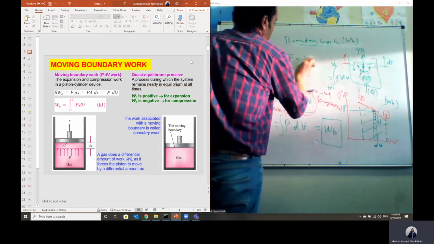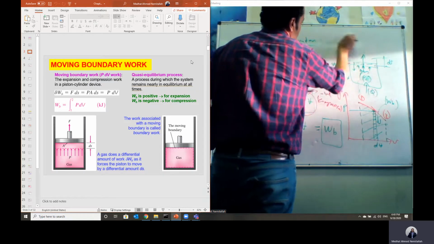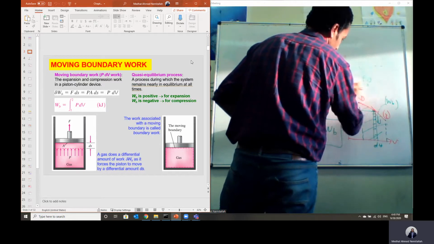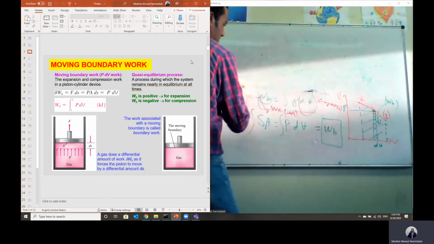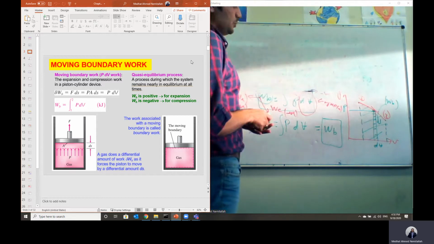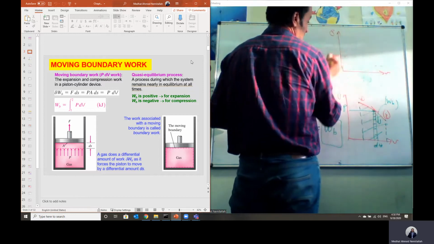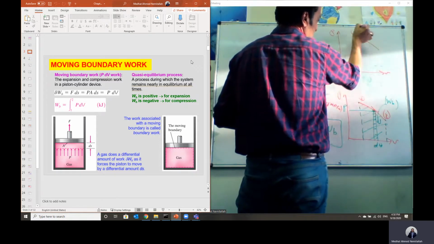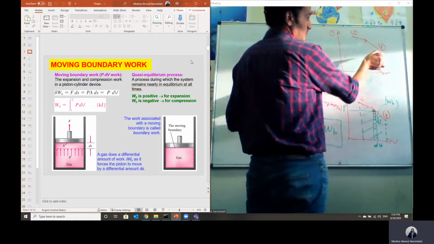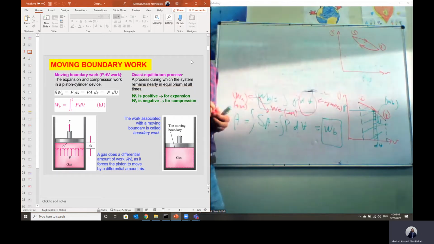But if we have a system working on a cycle, that means we may have expansion work and we may also have compression work. We can represent this process on the pressure-specific volume diagram. Let's say simply the cycle is just two processes. One process is expansion from state 1 up to state 2, and we have another compression process from state 2 to state 1.